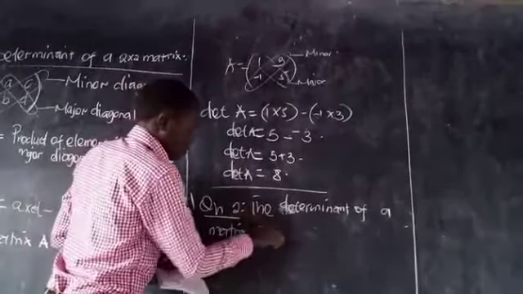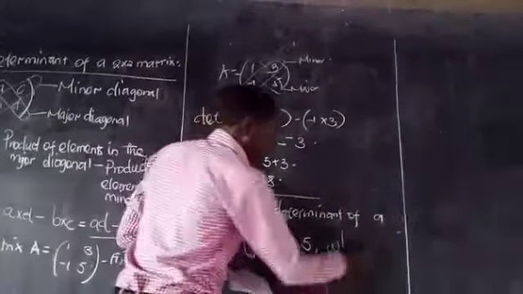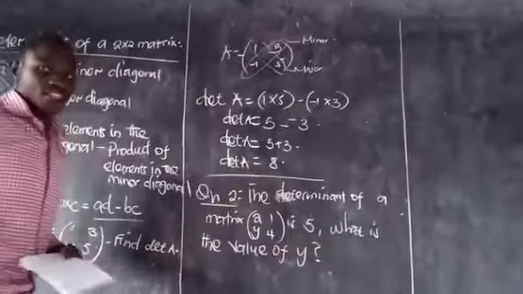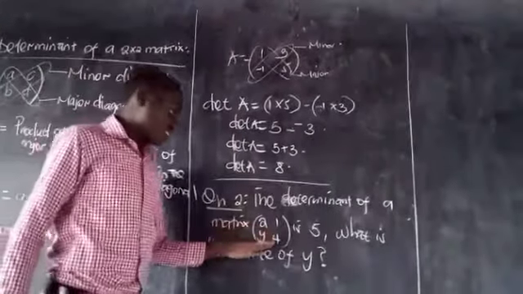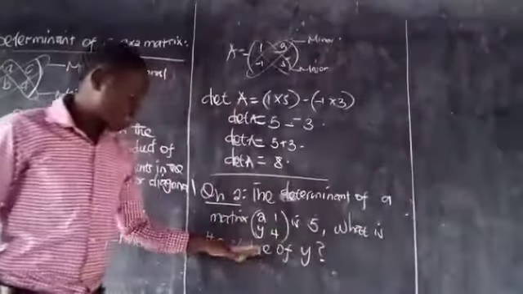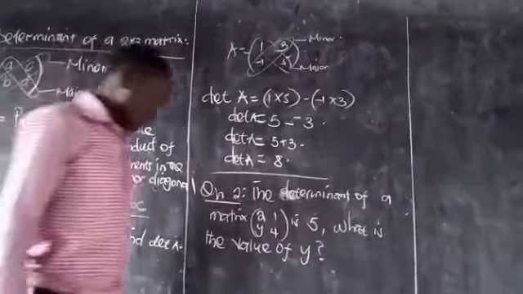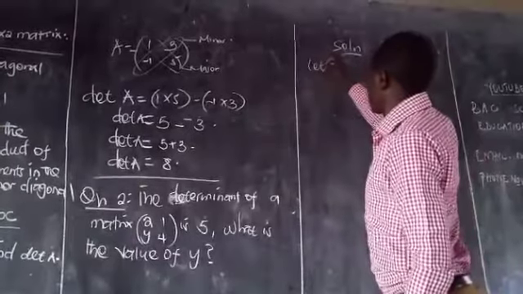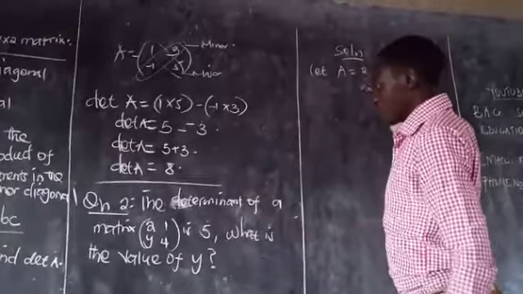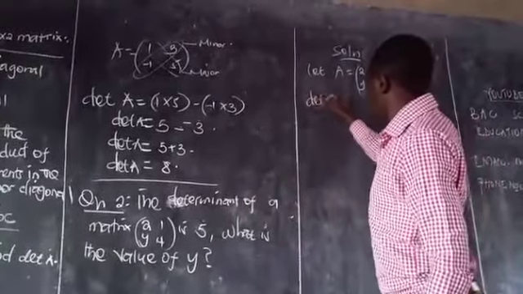Now consider a matrix with an unknown Y, and its determinant is equal to 5. Can you tell me the value of Y? If yes, this is how we do it. We can let our matrix be A. Let A equal 2, 1, Y, 4. And if A equals that, what will be the determinant of A?